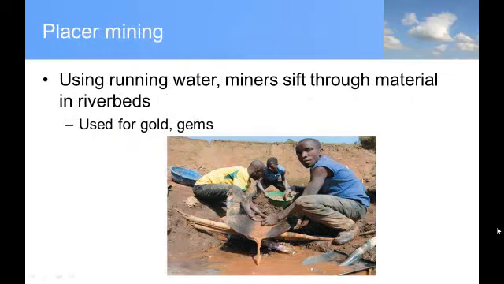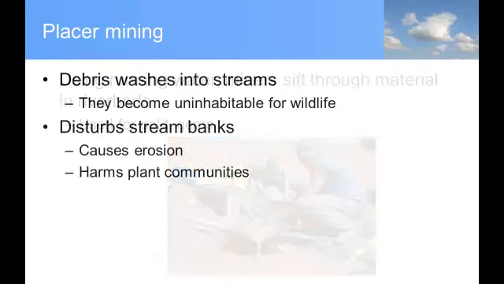Placer mining, also known as panning sometimes, is when they sift through the sediments looking for traces of material. It's often used for gold and gems. If you've ever seen movies about the old gold rush in California, where you see the guys panning for gold, this is placer mining. You're sifting through the sediments looking for usable materials. Placer mining is also how they mine for coltan in the Democratic Republic of the Congo. Placer mining has an impact, including that it causes lots of debris to wash into the stream, which can damage wildlife. It also damages the life on the stream banks and causes more erosion problems.